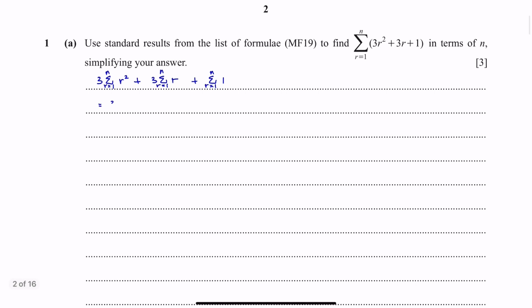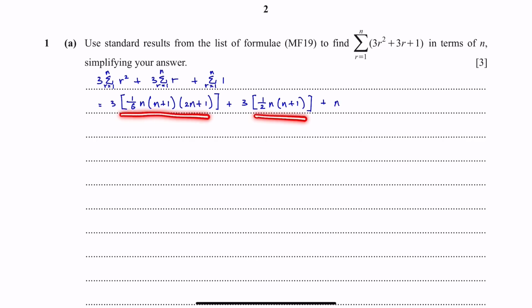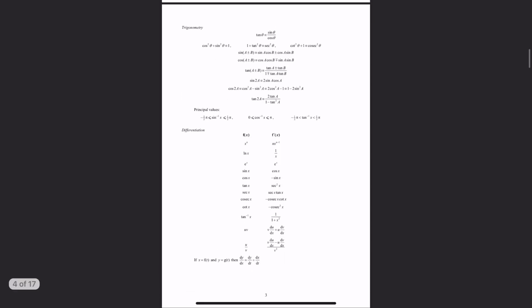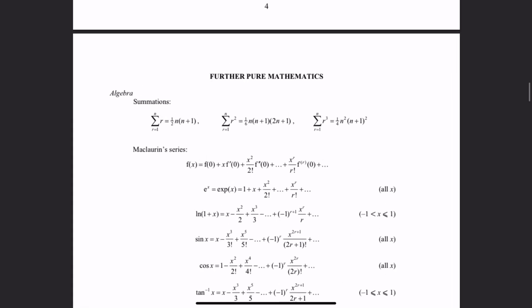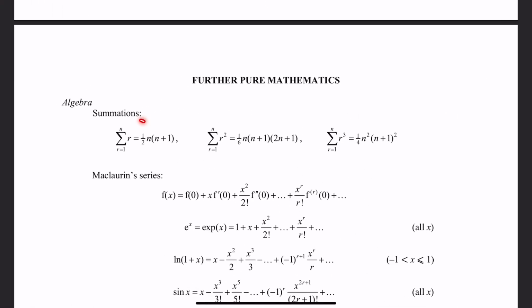So 3 times 1 over 6 n plus 1 to n plus 1. This can all be found in the formula booklet, yeah? And lastly, the summation of 1 is just n. So both of these can actually be found in the formula booklet in this area here.